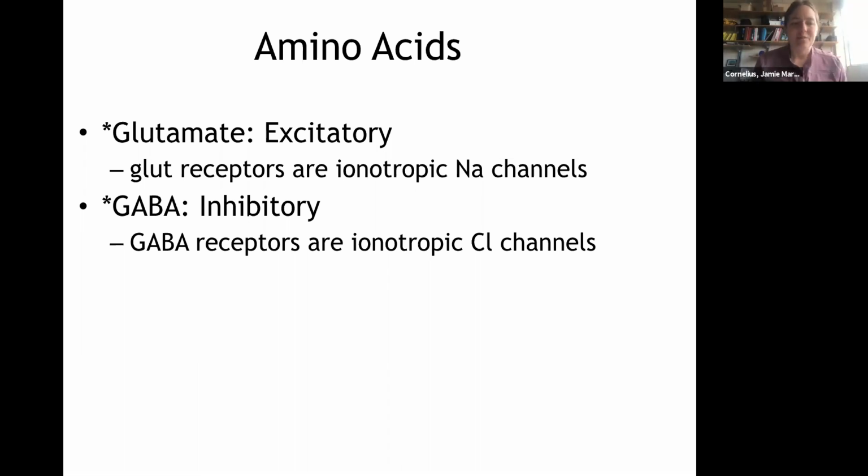Okay, amino acids. These are two really common neurotransmitters in the central nervous system and peripheral nervous system, glutamate and GABA. Glutamate is a really common excitatory neurotransmitter in sensory systems. The receptors are usually just simple ionotropic sodium channels. GABA is the main inhibitory neurotransmitter, and that's because it binds to and opens ionotropic chloride channels. And chloride, if you remember, has an equilibrium potential that's quite negative and close to rest. And so it's going to inhibit and prevent the cell from reaching a threshold.